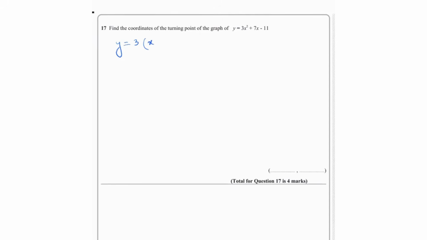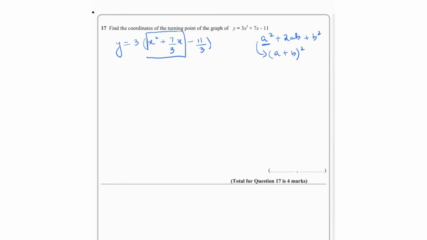It's going to be x squared plus 7 over 3x minus 11 over 3. Like I said, if the coefficient of x squared is anything else but 1, we have to make it 1. We have to take that number common from the entire equation. Once we've done that, next step is to realize that this is the square that we want to complete. A complete square is a squared plus 2ab plus b squared, which is the same as (a plus b) squared.